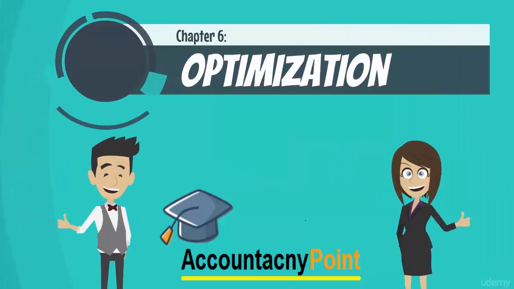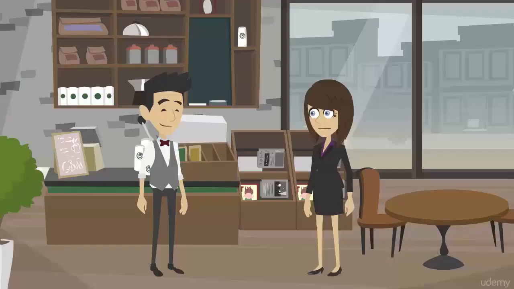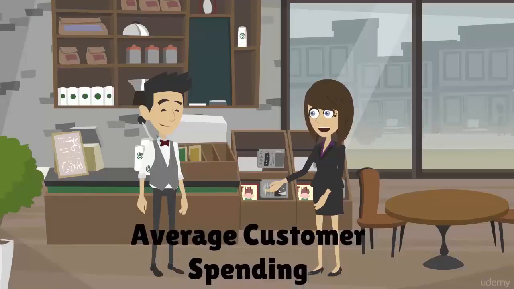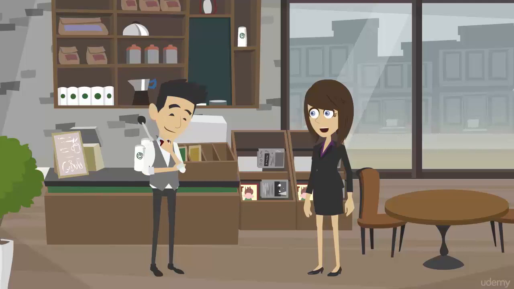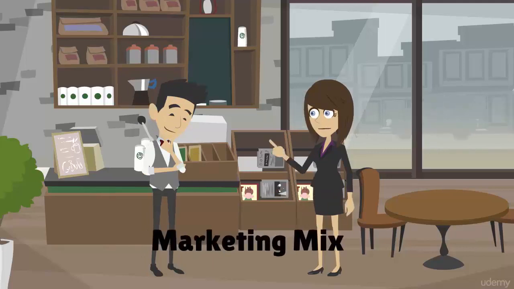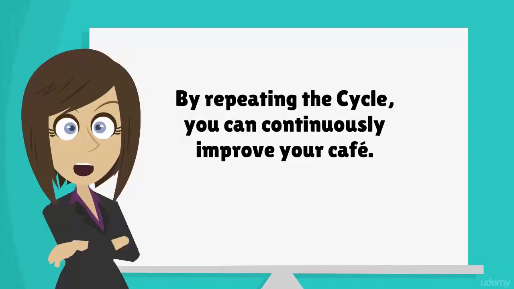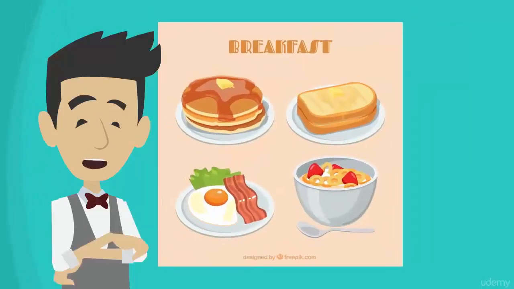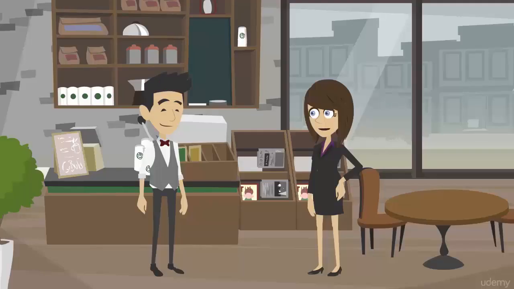Chapter 6, Optimization. Chapter 6.1, Optimization. You should increase the average customer spending. I see. How will I be able to do that? You can use marketing mix again. Again? Yeah, by repeating the cycle, you can continuously improve your cafe. Well, I will start by setting a reasonable price for food and coffee. Excellent!